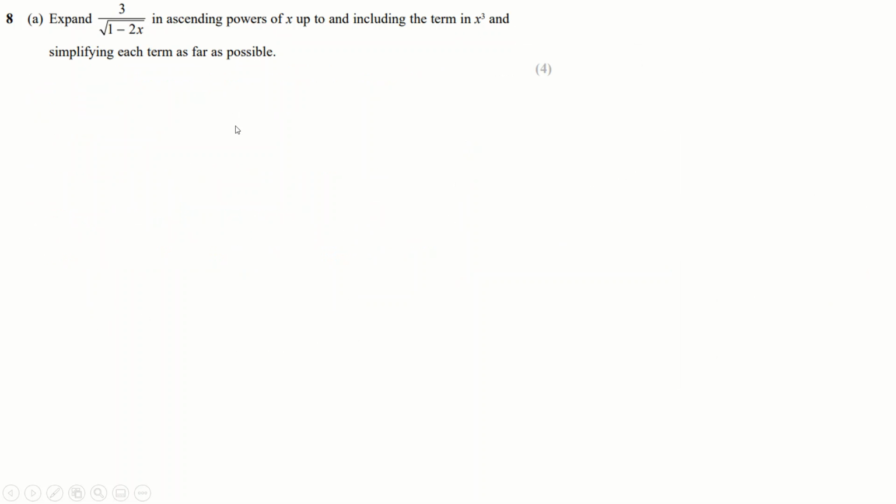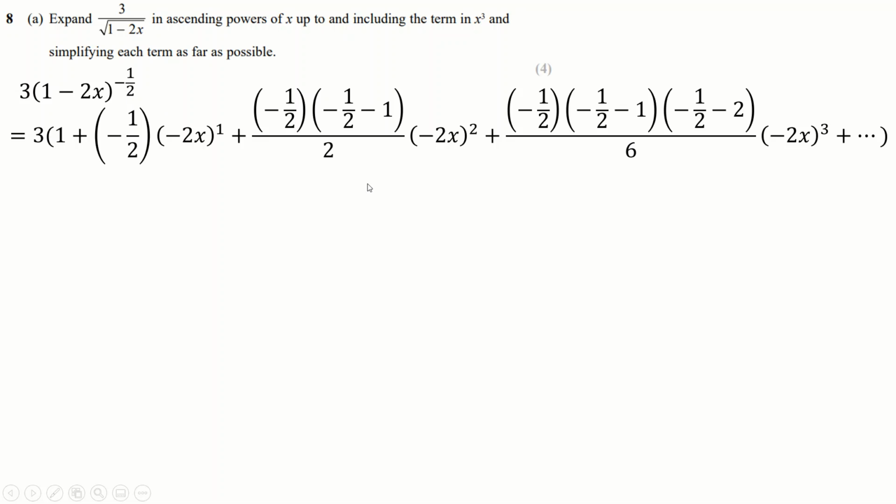Question number 8, binomial expansion question. This, of course, can be written as 3 times 1 minus 2x to the power minus a half, because it's 1 over, so that's a negative, and then rooted is a half. Use the binomial expansion formula that's, again, in the front of the formula book. Please be aware of which formulas you have there. n is minus a half, so look at the formula. n just goes there. This first gets used to the power 1, and then to the power 2, and then to the power 3, and then so on. We don't care about anything after x to the power 3.